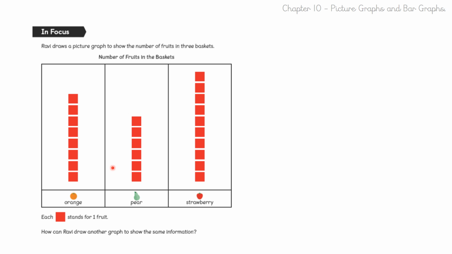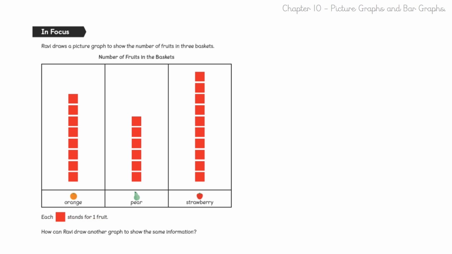What are we talking about? Are we looking at different types of cars? What are we looking at? That's it. We can see that we are looking at 3 different types of fruit, and the fruit has been represented with a red square, and each square stands for 1 fruit.